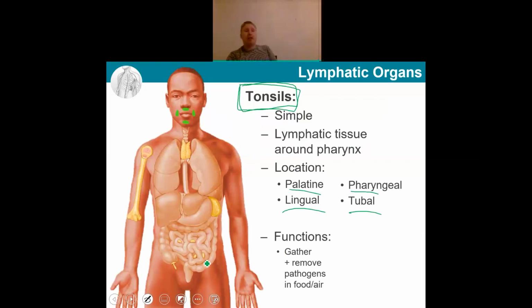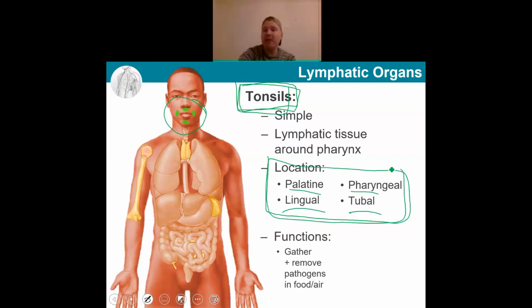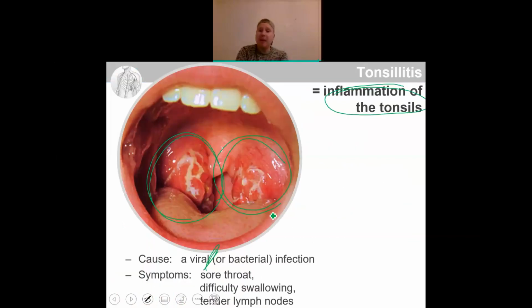And the next structure that I wanted to talk about was our tonsils. So we have a bunch of different kinds of tonsils, and they get named based on their location. So we have palatine, lingual, pharyngeal, and tubal tonsils. And what we notice that some of us have had issues with is inflammation of these tonsils. If they are inflamed, we talk about you having tonsillitis. And this can be a viral or bacterial infection. And usually you get a really sore throat, you have trouble swallowing, they're really sensitive, and so on.